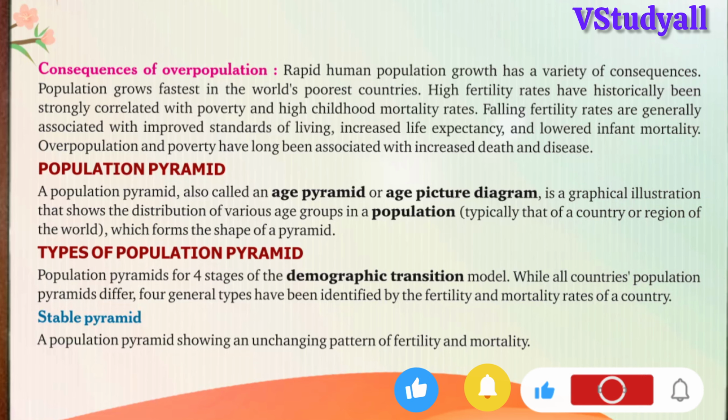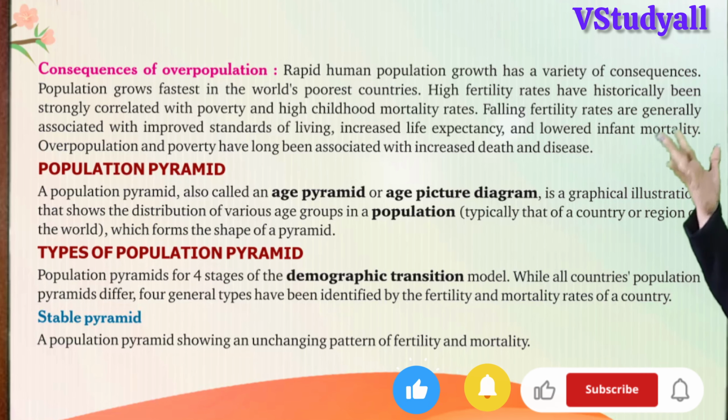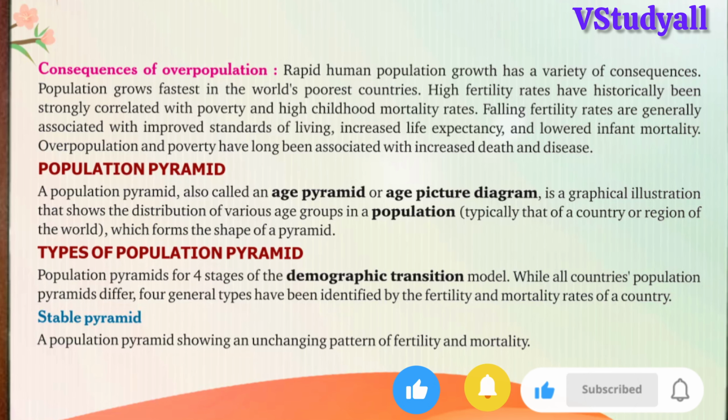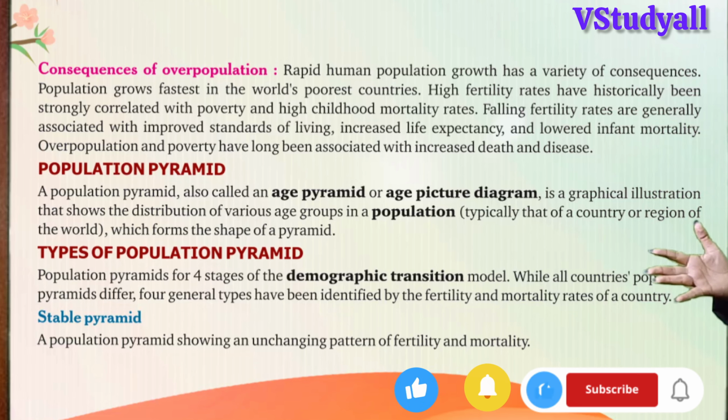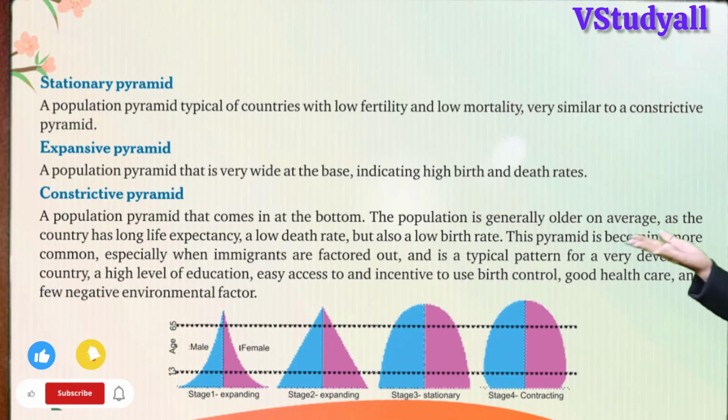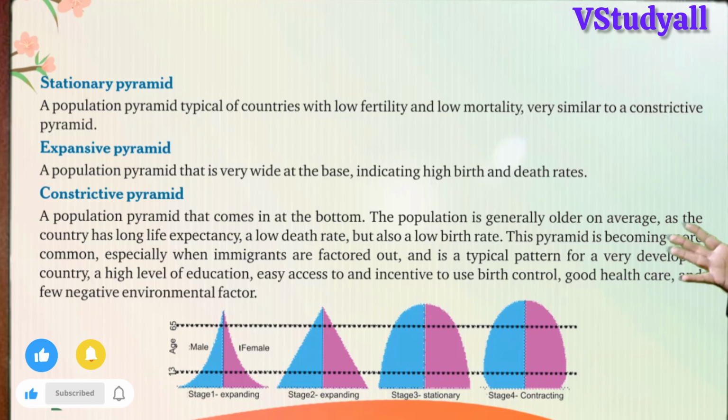While all countries' population pyramids differ, 4 general types have been identified by the fertility and mortality rates of a country. First, stable pyramid, a population pyramid showing an unchanging pattern of fertility and mortality. Stationary pyramid, a population pyramid typically of countries with low fertility and low mortality, very similar to its constructive pyramid. Expansive pyramid, a population pyramid that is very wide at the base, indicating high birth and death rates. Constrictive pyramid, a population pyramid that comes in at the bottom.